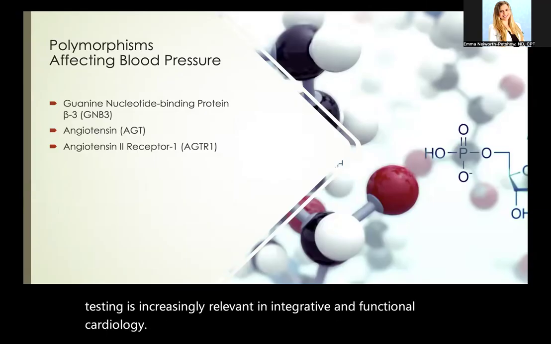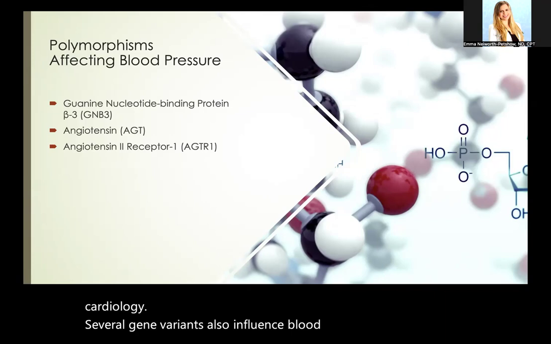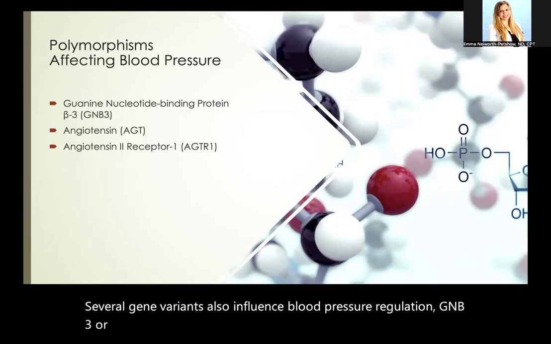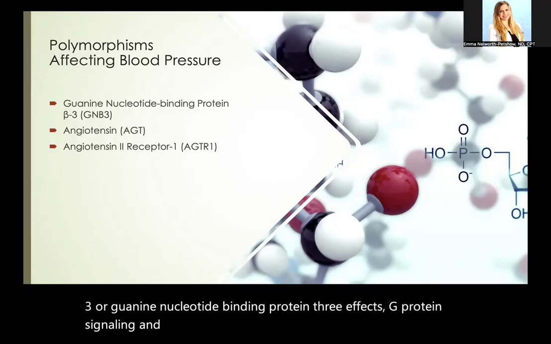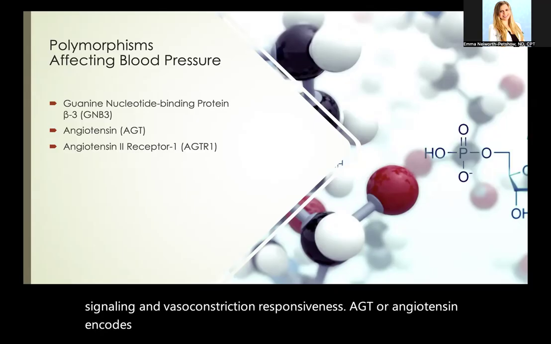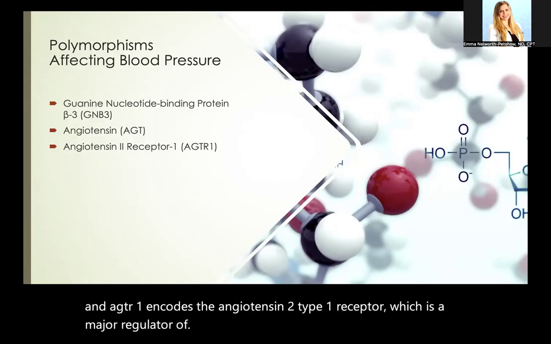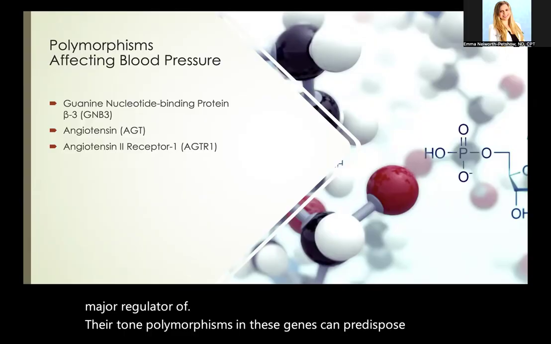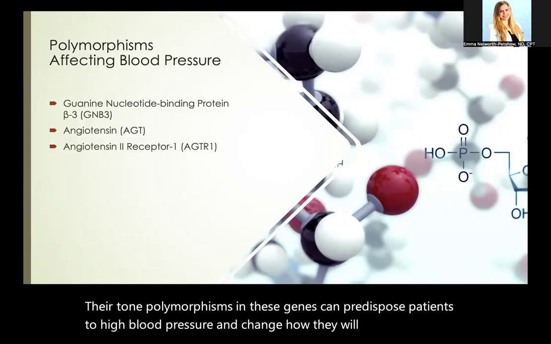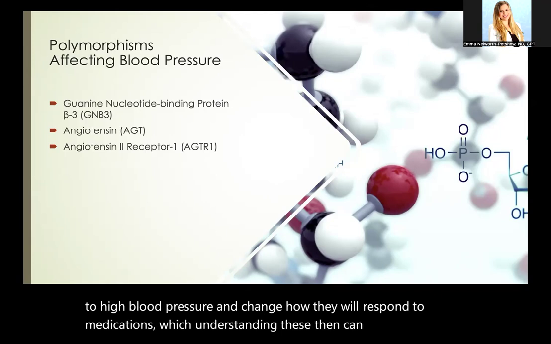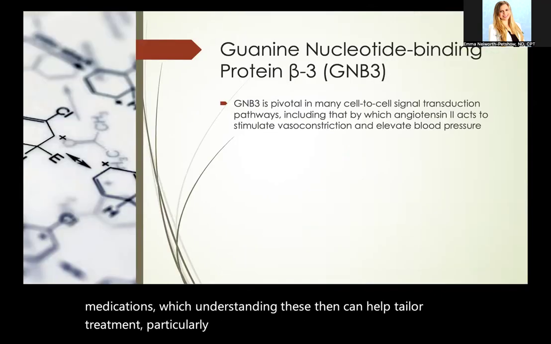Several gene variants also influence blood pressure regulation. GNB3, or guanine nucleotide binding protein 3, affects G protein signaling and vasoconstriction responsiveness. AGT, or angiotensinogen, encodes angiotensinogen, impacting ROS activation, and AGTR1 encodes the angiotensin 2 type 1 receptor, which is a major regulator of vascular tone. Polymorphisms in these genes can predispose patients to high blood pressure and change how they will respond to medications, which understanding can then help tailor treatment, particularly in treatment-resistant hypertension.